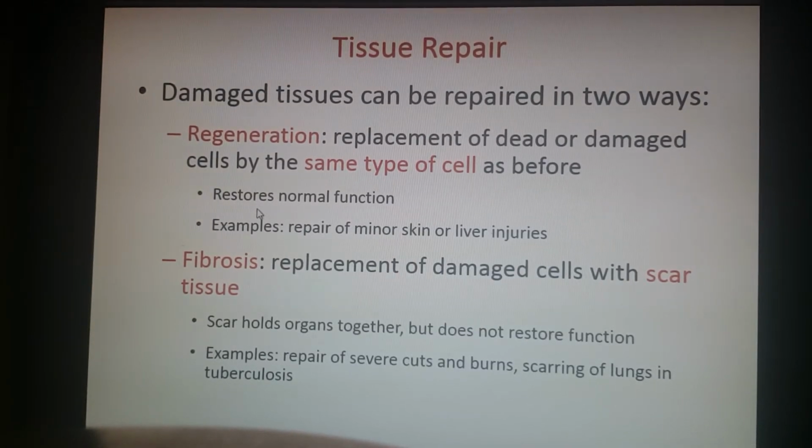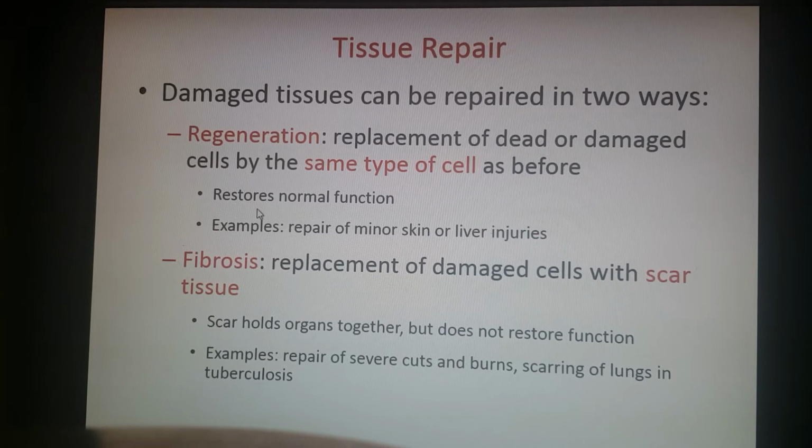Sometimes our tissues get damaged, and in order for them to repair themselves so they're no longer allowing pathogens to go through or parts of our body to leak out, there are two different ways our tissues can repair, either through regeneration. So you're going to replace the damaged tissue cells with the same type of cell. This restores its function, so you're still able to have the same function in that area that was damaged.